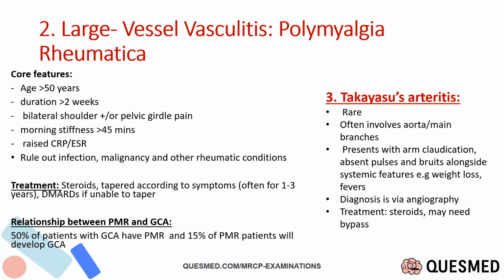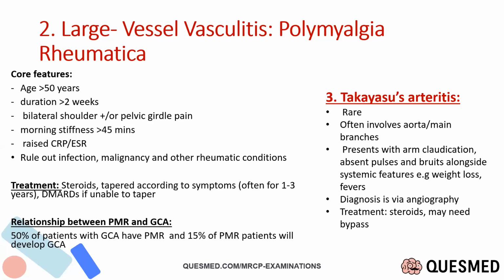Again, looking at age over 50, a duration of longer than 2 weeks, typically shoulder and pelvic pain, and this typical morning stiffness that needs to last over 45 minutes. You have raised inflammatory markers, and you want to make sure you rule out other things like malignancy and infection as well, because often they'll have all the systemic things of weight loss and malaise. You give steroids, and again, you taper them according to the symptoms and inflammatory markers.